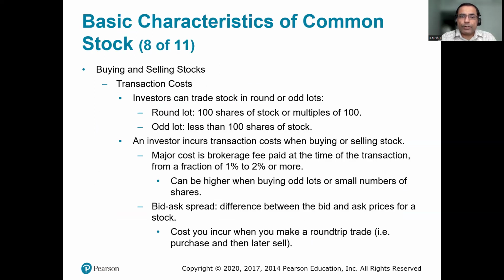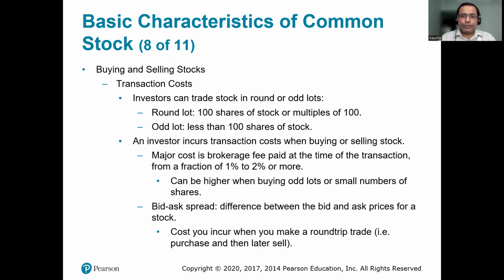So what are some of the transaction costs involved in buying and selling? Investors can trade in round or odd lots. Round lot is in multiples of 100. Odd lot means less than 100 shares of stock. This is a common way to place orders. And once the order is placed, the investor will have some transaction cost.